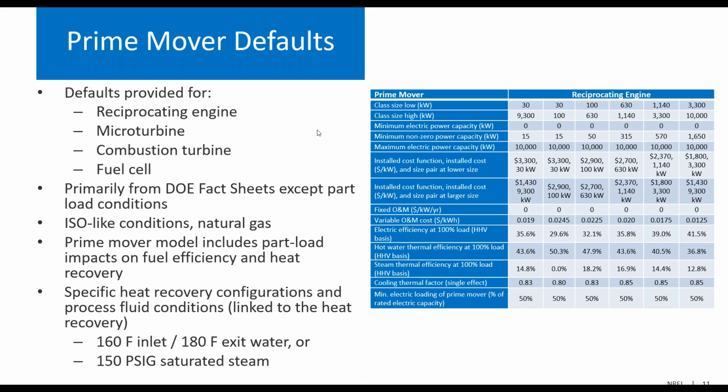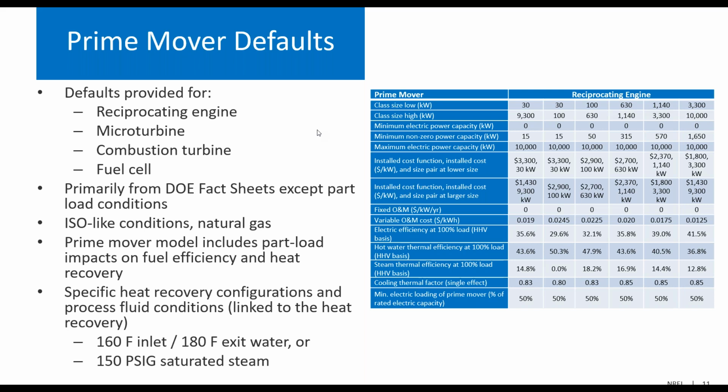The table at the right shows a set of defaults for the reciprocating engine model, so you can see that there's kind of a range of sizes and costs and performance that vary as a function of size. These performance values are assumed to be correct for kind of iso-like conditions.